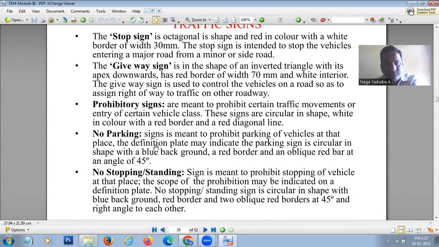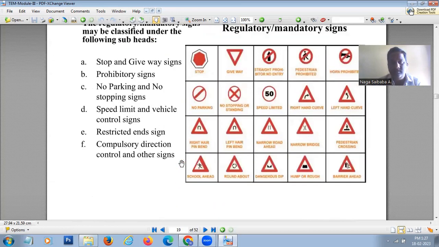Next, no parking. It is meant to prohibit parking of vehicles at that particular place. So at a place meant for no parking of vehicles, we have to provide the no parking sign. The no parking sign is circular in shape with a blue background, a red border, and an oblique red bar at an angle of 45 degrees. There will also be a definition plate below the circular sign.